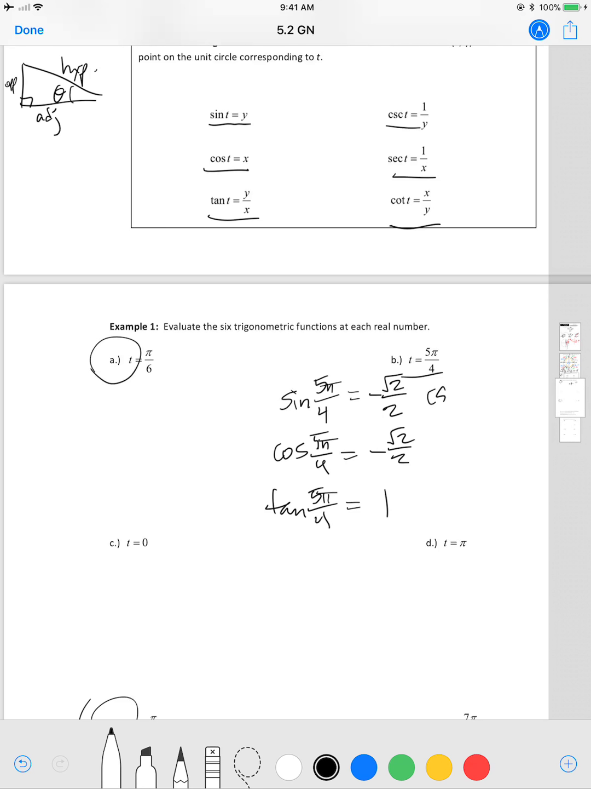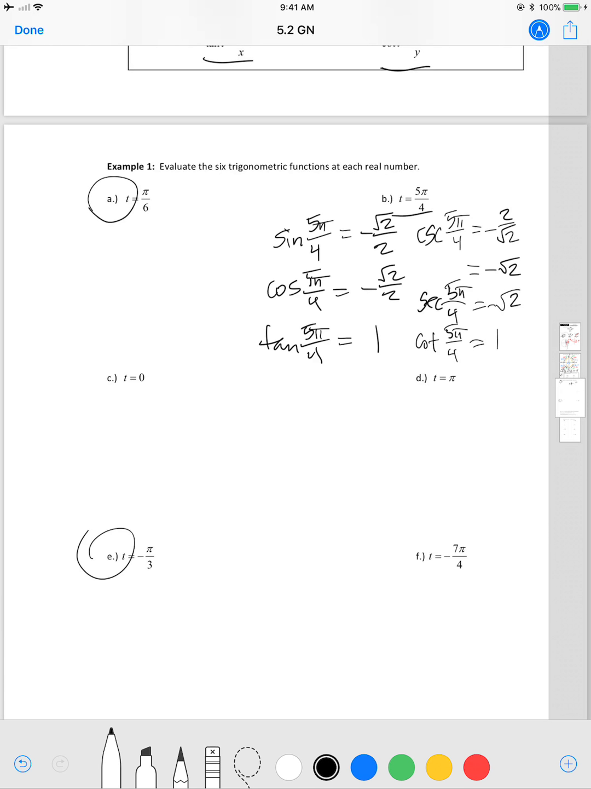And then cosecant of 5 pi over 4. I need to flip this over, negative 2 over the square root of 2. We rationalize the denominator, and when we do that, we'll end up with negative square root of 2. Secant is going to be the same since cosine is the same as sine in this case. And then cotangent, take the reciprocal of 1, that's 1. Okay?